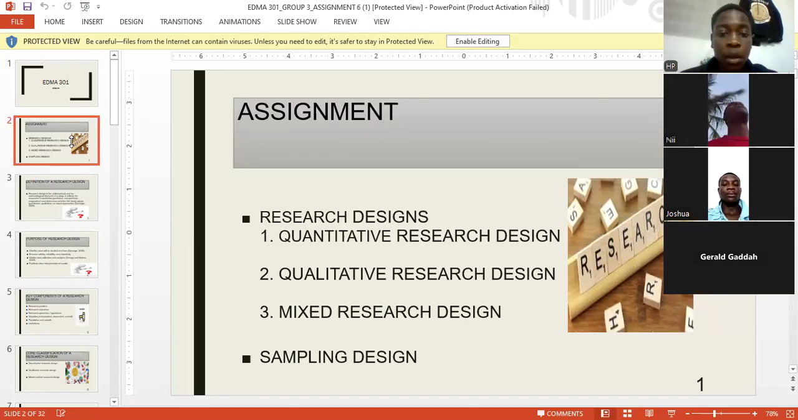And we'll be talking about research designs and sampling design. Under research designs, we'll talk about quantitative research design, qualitative research design, and mixed research design. And then we'll move on to talk about the sampling design.